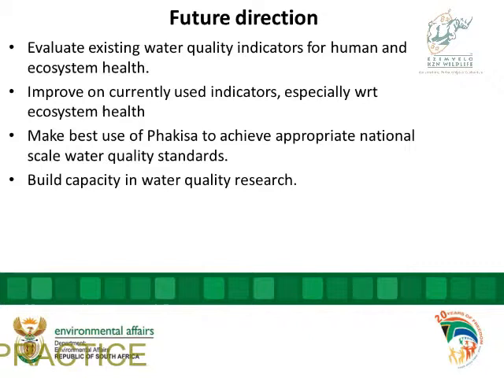So my future plans are to evaluate the existing water quality indicators for human health and for ecosystem health. But for me, I would do ecosystem health because I feel there are always studies done for human health rather than ecosystem. For instance, we have coastal water quality guidelines for recreational purposes. And I would also like to improve on the currently used indicators. Maybe the diatoms, for instance, which I've found to be the best indicator.